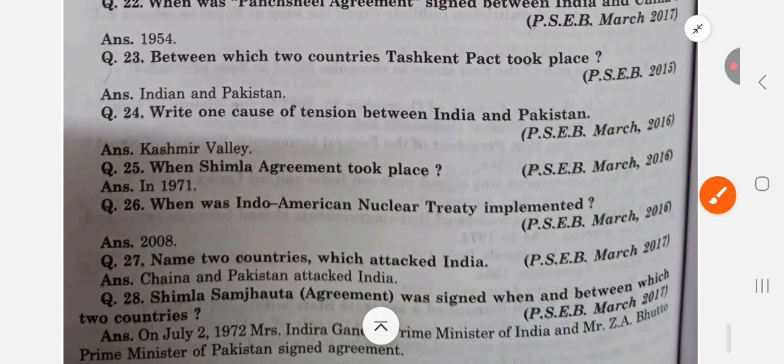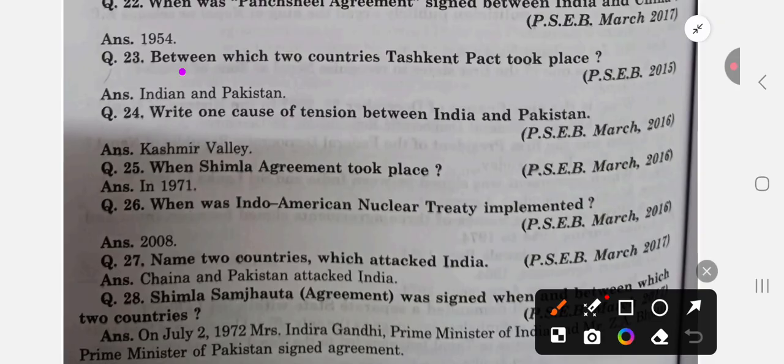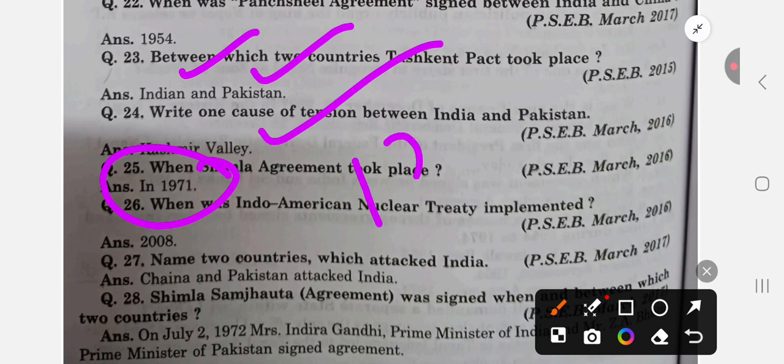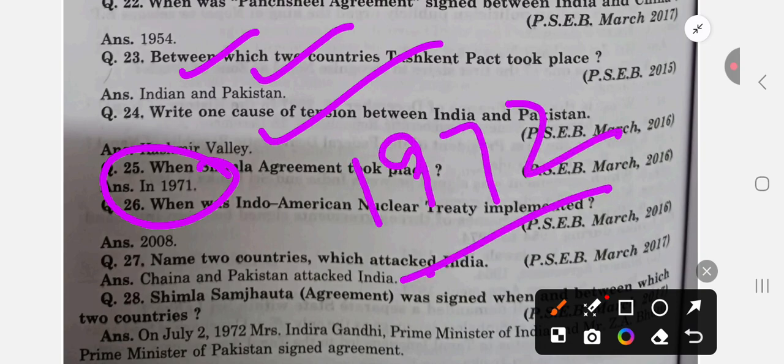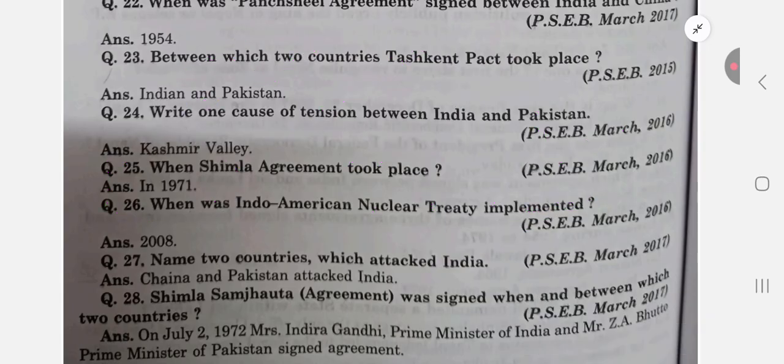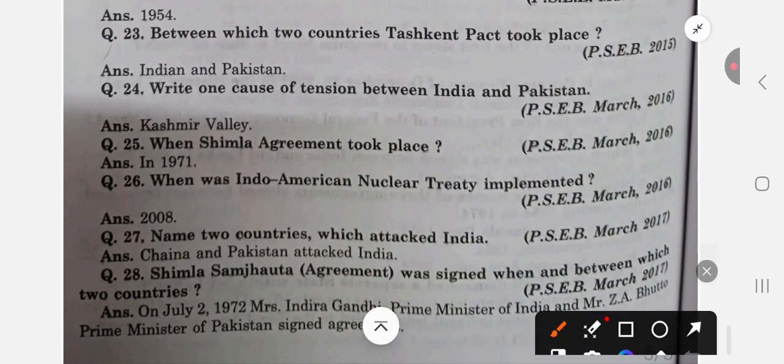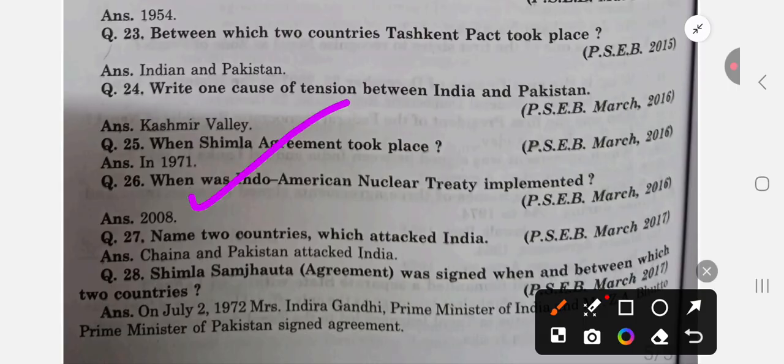Between which two countries did the Tashkent Pact take place? It was between India and Pakistan. Write one cause of tension between India and Pakistan: the Kashmir Valley. When did the Shimla Agreement take place? Shimla Agreement 1972. Kindly check it. When was the Indo-American Nuclear Treaty implemented? 2008. Basically, it is a treaty related to nuclear and other matters between India and the US. Name two countries which attacked India: China, Pakistan.